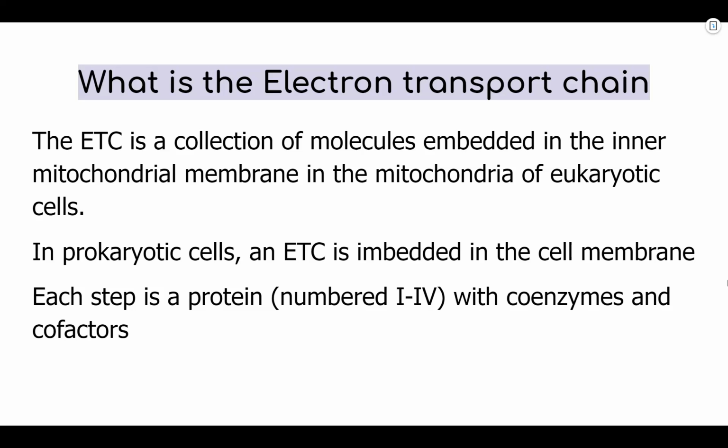So just like any other protein that we've seen embedded in a membrane, it's just this specific membrane and those specific proteins in that 1 through 4 order. So that's what we are referring to when we talk about the electron transport chain. It's these 4 little proteins in this mitochondrial membrane.